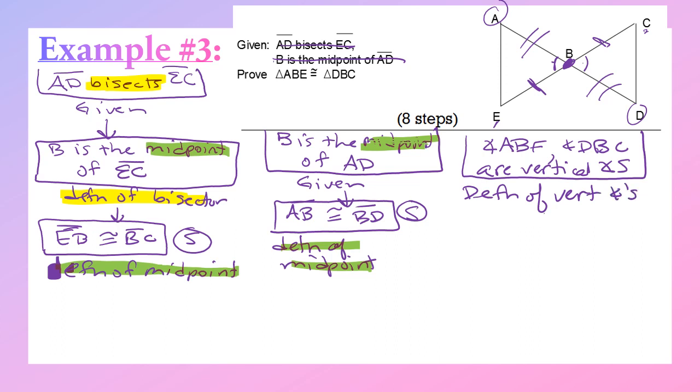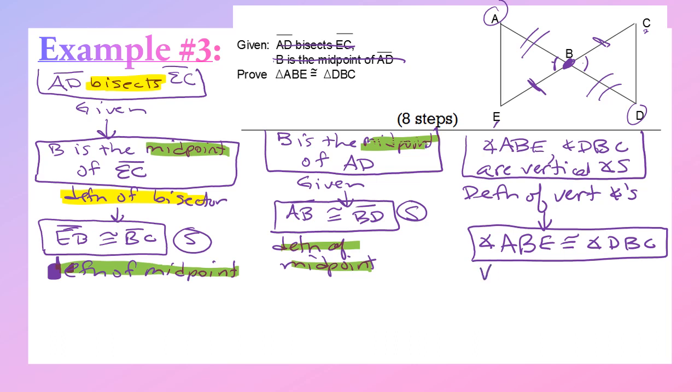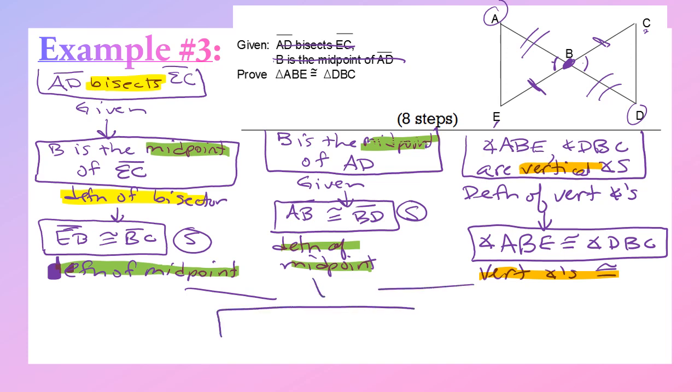And because those two angles are vertical, I know that they are going to be congruent. So angle ABE is congruent to angle DBC because vertical angles are congruent. And again, whatever your key vocabulary word is right here is what's going to be used as your follow-up right here. So now I can combine these three statements, uno, dos, tres, to write my final triangle congruent statement.